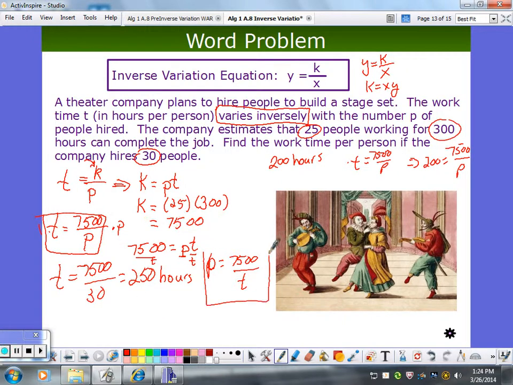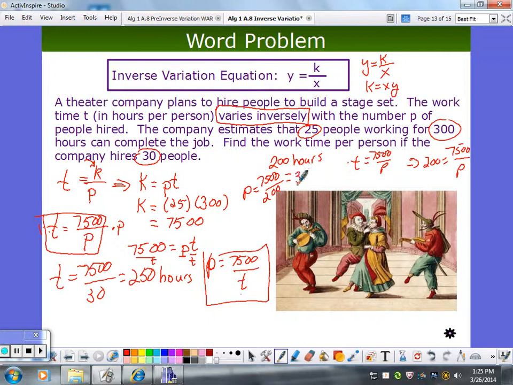So what are the two equations that I have? T equals 7,500 over P. P equals 7,500 over T. So which? You can basically put these in either place. Doesn't matter where these go. So you're basically always going to be dividing this K by whatever number it is you're given. So I'm going to use this equation because now I'm finding people. So people equals 7,500 over 200. What do we get? What's 7,500 divided by 200?